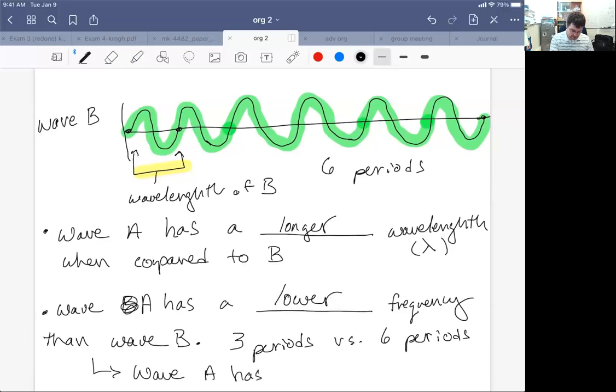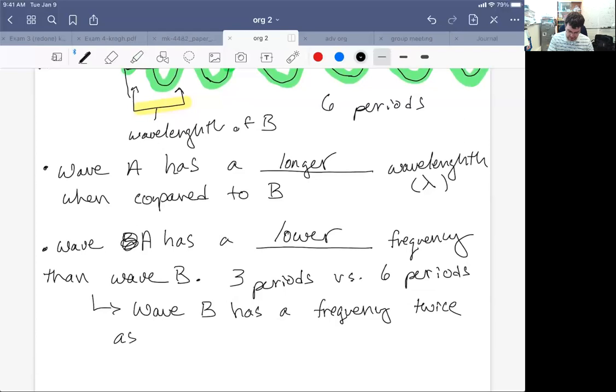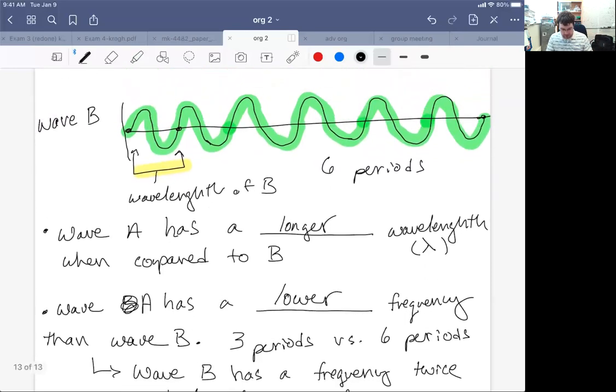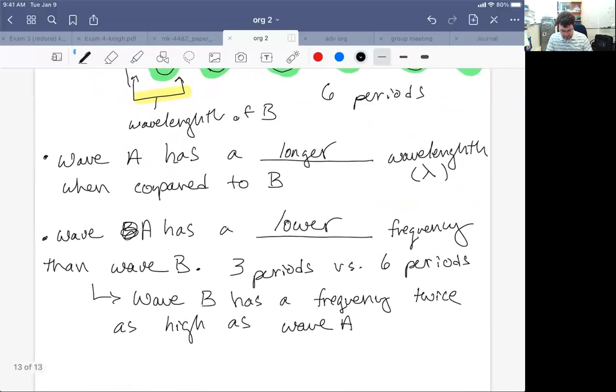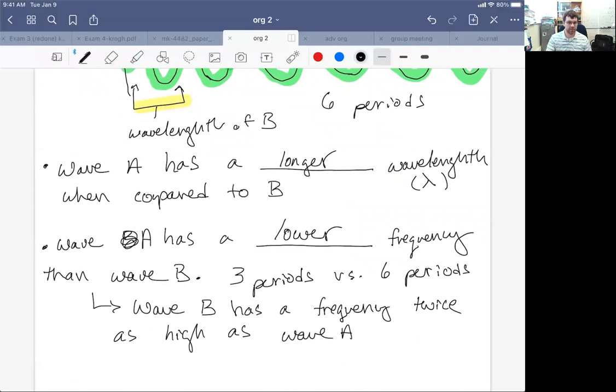In fact, we could even quantify this. Let's put it in the context of wave B because that'll be less awkward. Wave B has a frequency twice as high as wave A. One thing I want to look at before we break: I didn't prescribe a unit of time, so I can't put these units into hertz, but because the unit of time was consistent, we can count those frequencies over that entire duration and get some idea.